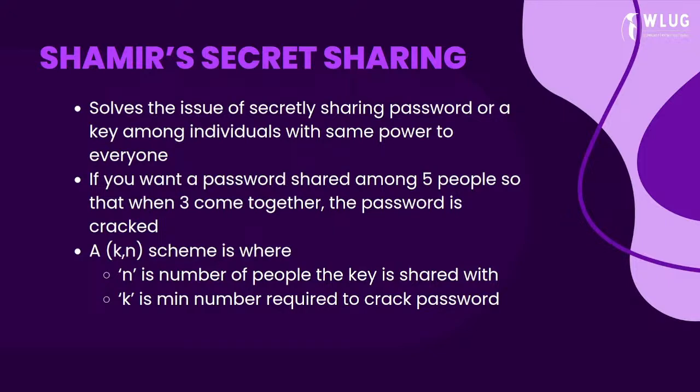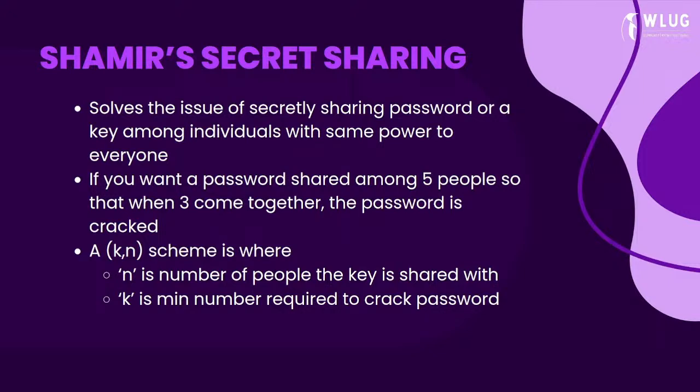This problem of password sharing was solved by Shamir's secret sharing. It breaks the password into keys among n number of individuals with the same power to everyone. Not one is more powerful than the others or less powerful than another. In our example, we had a council of 10, and you need 6 people to come together to pass a decision. We can also call this a (k, n) scheme, where n is the number of people the key is shared with, in our case 10, and k is the minimum number of people required to crack the password.